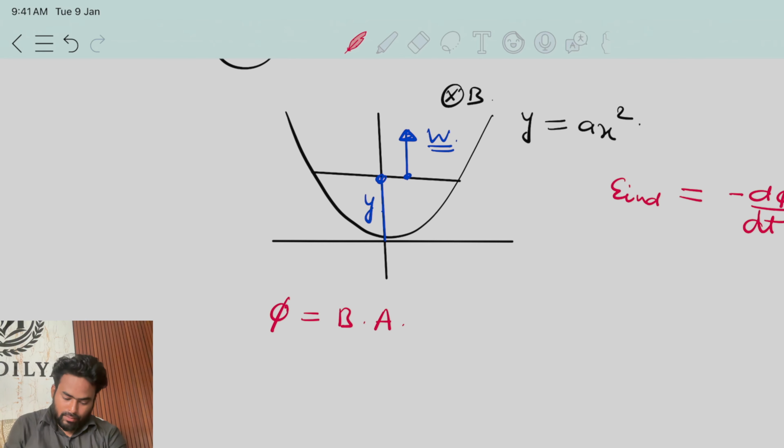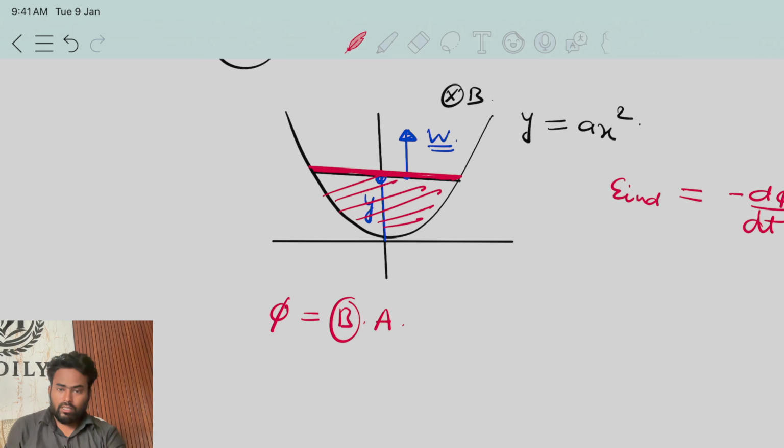But the problem is that when the rod is moving away, the area inside the rod will change, and the magnetic field is constant. So we have to calculate the area, and then we need the rate of change of area. Okay, so we can simply calculate the area and differentiate the area multiplied with the magnetic field.